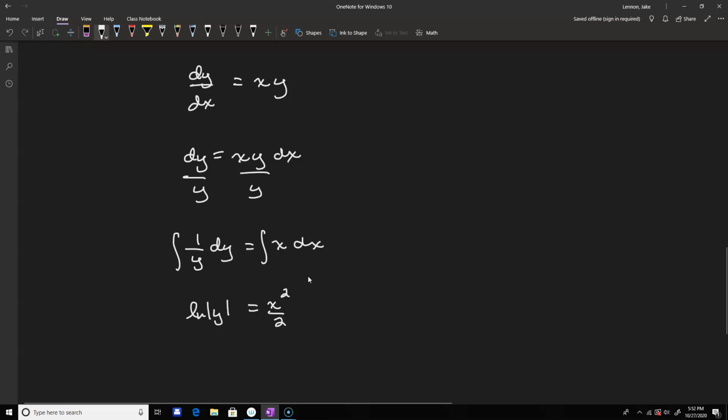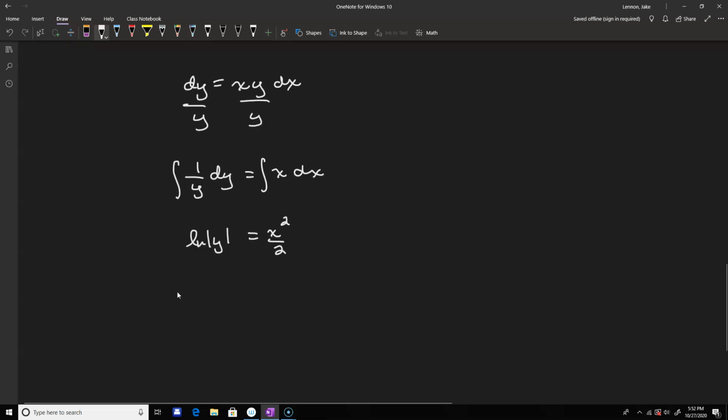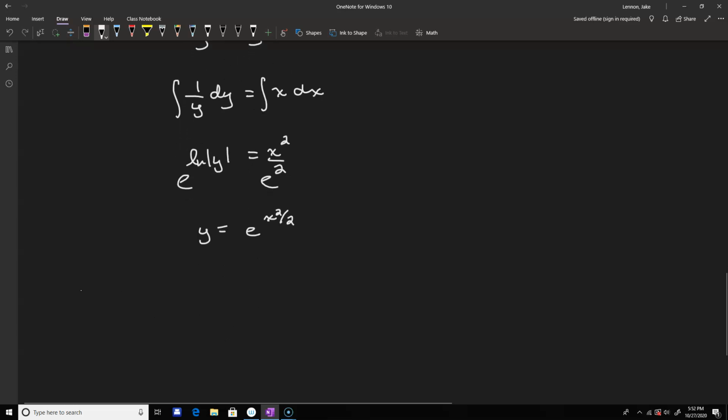We can adjust for that, but if we just say, okay, suppose the constant is 0 for now, then we could exponentiate both sides with base e, and we would see that y is equal to e to the x squared over 2. And we get our solution. So as you can see, via multiplication and division, we were able to put all the x's on one side and all the y's on the other side. That's why this is known as a separable equation.